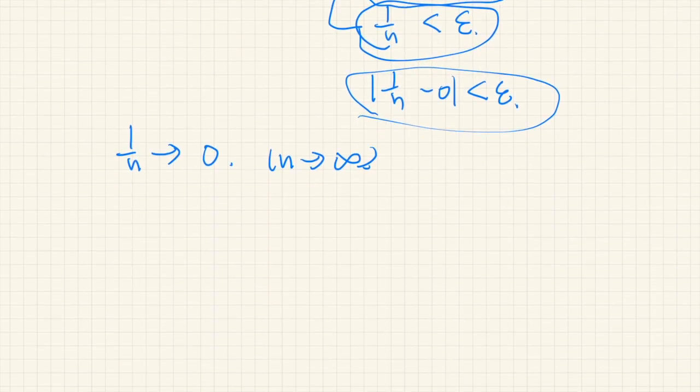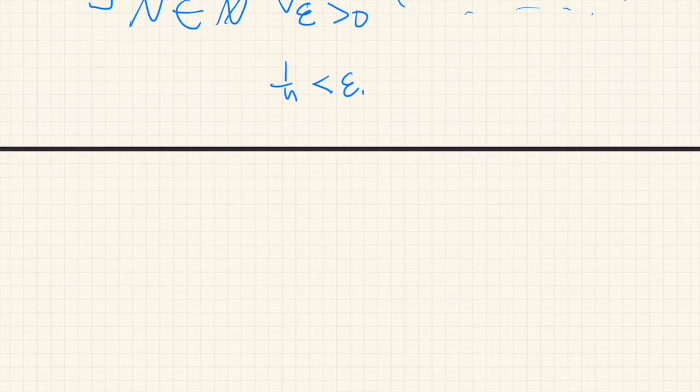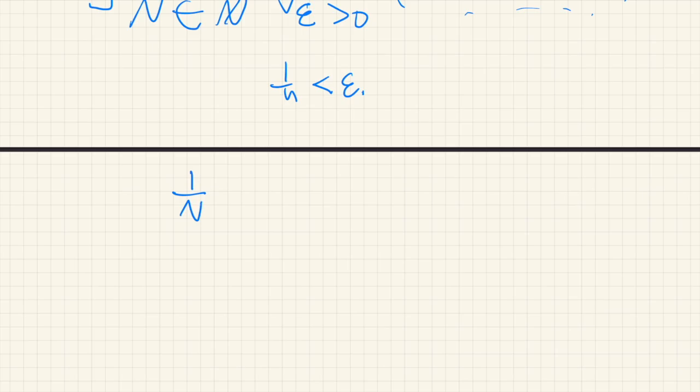So if we swap this order, what does that mean? There exists some natural number N such that for all epsilon that is positive, then the rest is the same. Okay, that means this. And the conclusion is 1 over n is less than epsilon, right? So that means we also have 1 over capital N is less than epsilon. Okay.